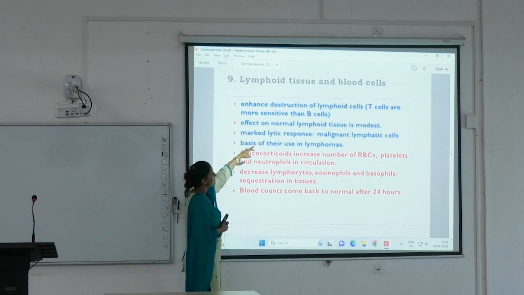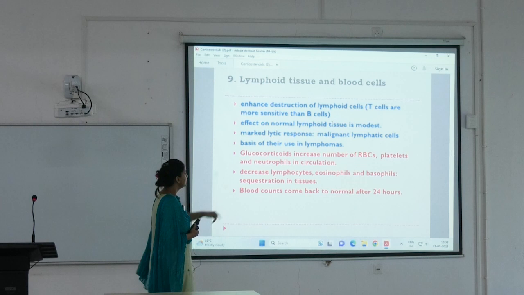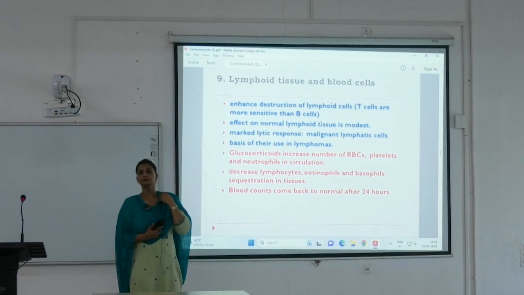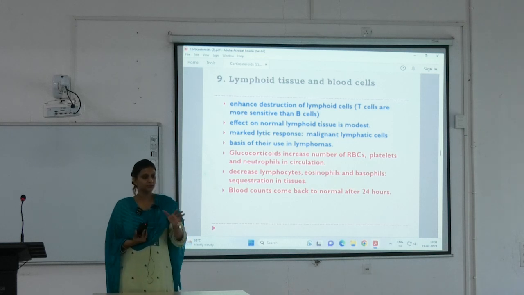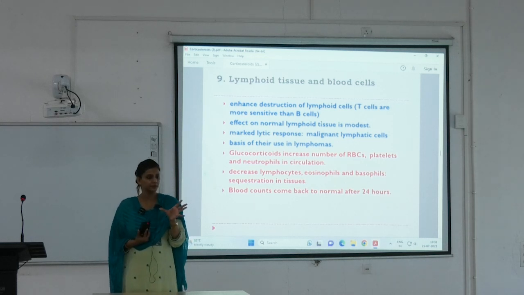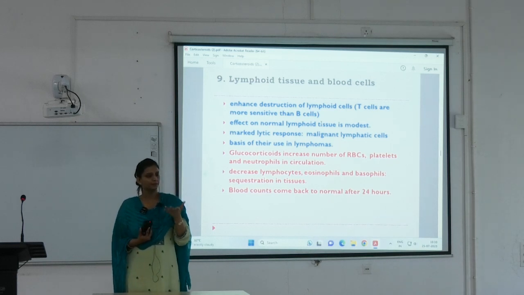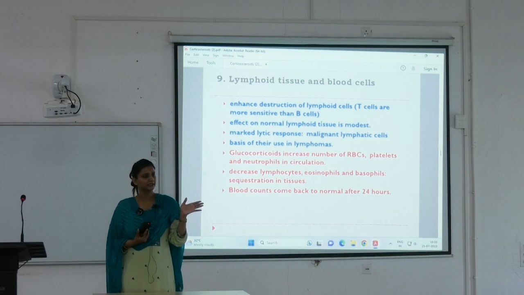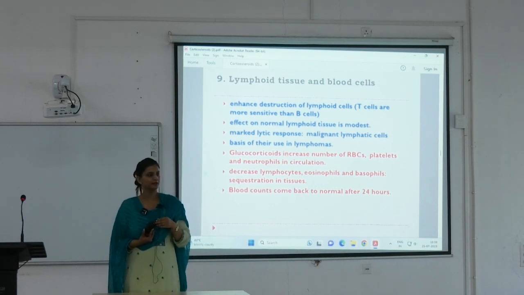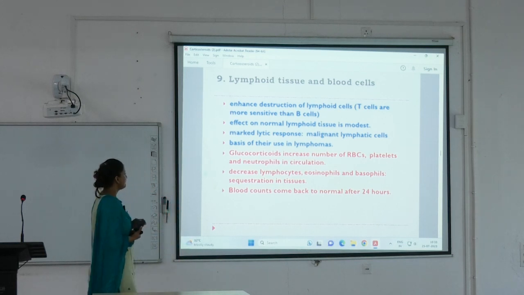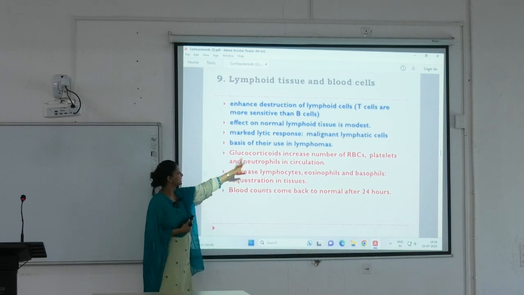There is a marked lytic response for the malignant lymphatic cells. So where is it used? Lymphomas. What is lymphoma? Malignancy of the lymphocytes. So the main concerned cells are the lymphocytes there. So the malignant cells of lymphocytes are affected, it has a marked action, which is why it is used as a treatment in lymphoma. I already told you glucocorticoid will increase the number of RBC, platelets and neutrophils.